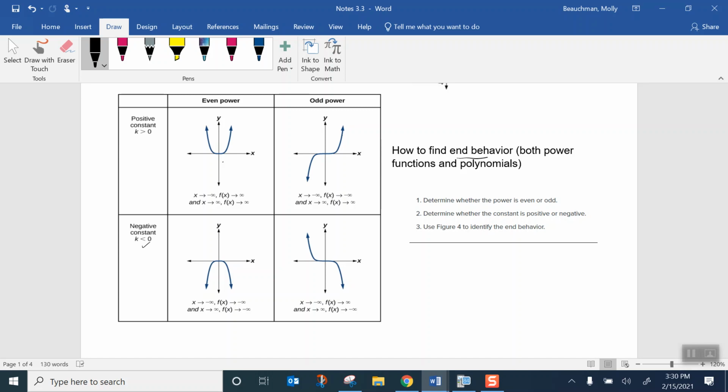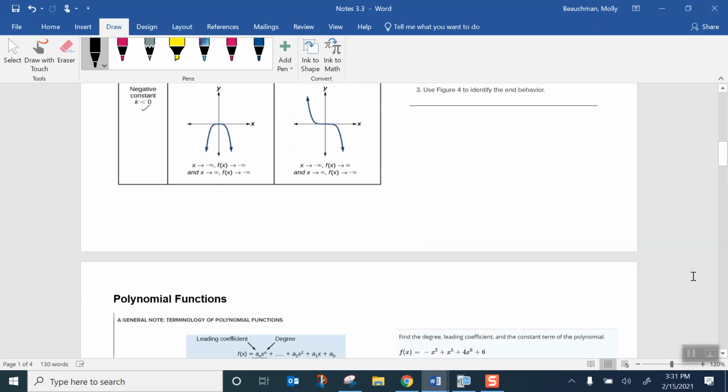How to find the end behavior? You determine whether your power is even or odd, and in this case for a polynomial, you find your highest degree, which we'll talk about in a minute, and see if your highest degree is even or odd. And then determine whether the constant is positive or negative. Are you multiplying your even or odd x to the power by a positive number or a negative? And then you can use this figure to identify end behavior. So end behavior is one of the ways you tell what a graph looks like when you're taking a look at an equation.